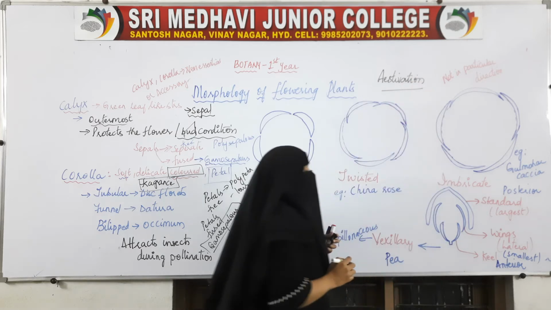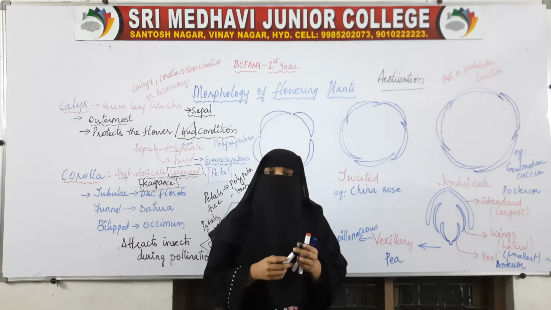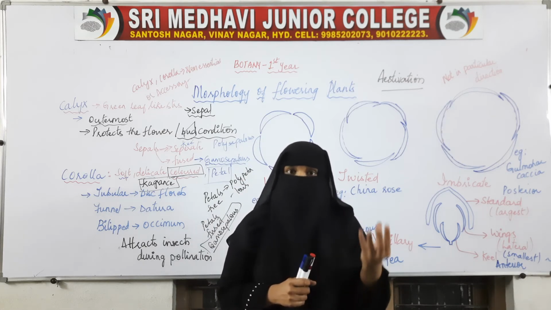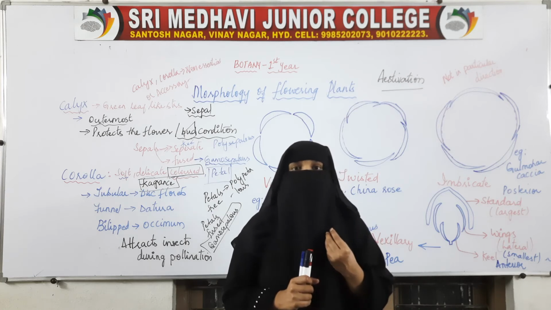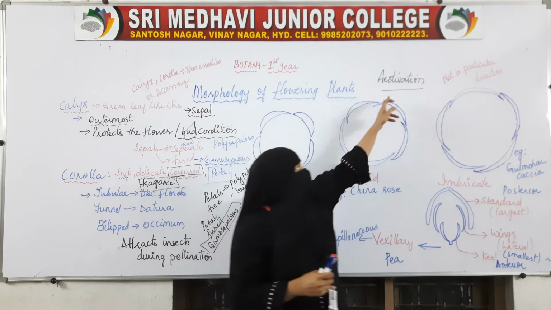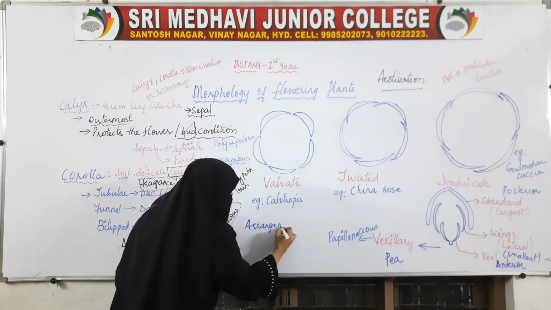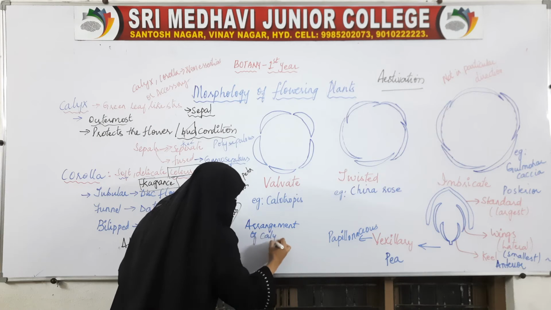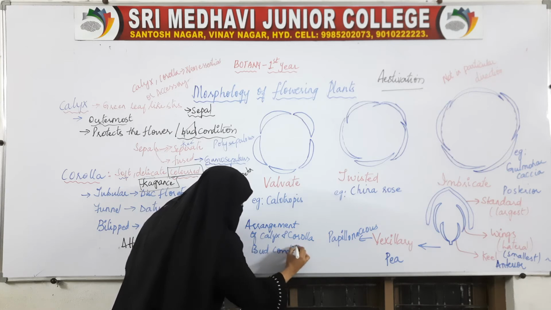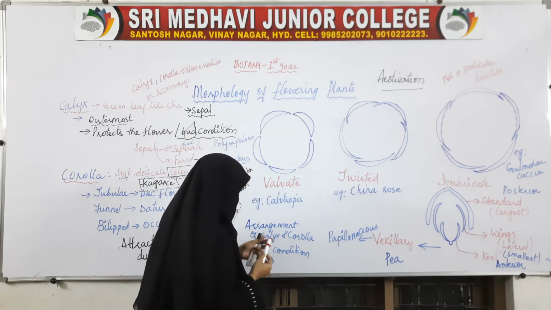Estivation is nothing but the arrangement of calyx and corolla when they are in bud condition. When it is in bud condition, how are the sepals and petals arranged? I'll write here: the arrangement of calyx and corolla when they are in bud condition is called estivation.